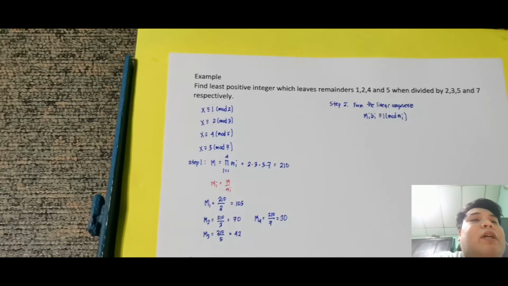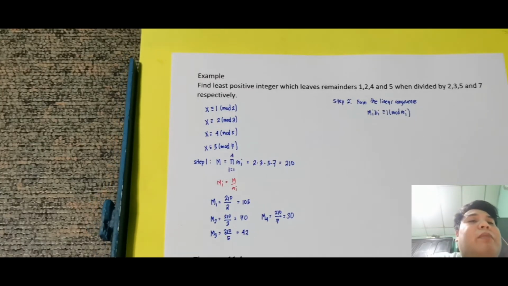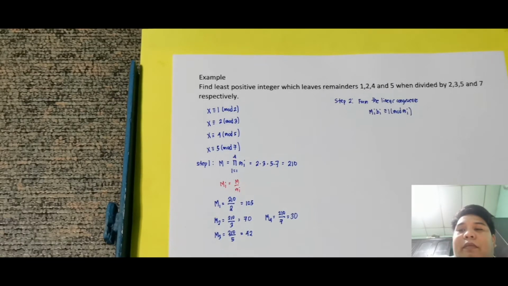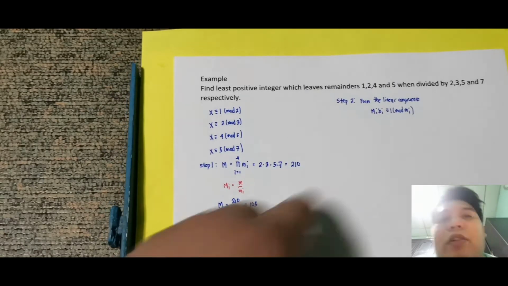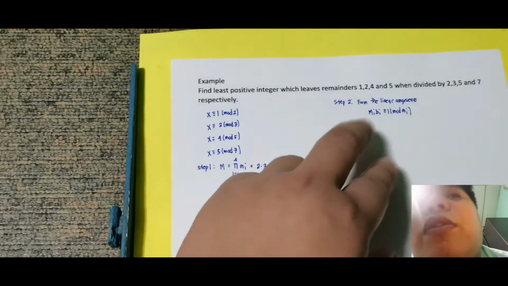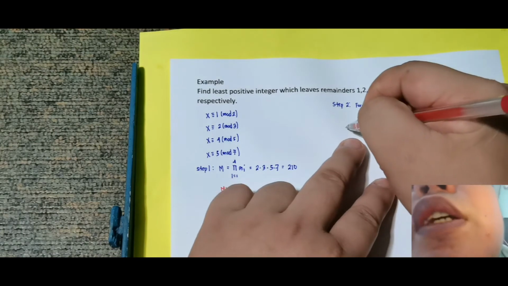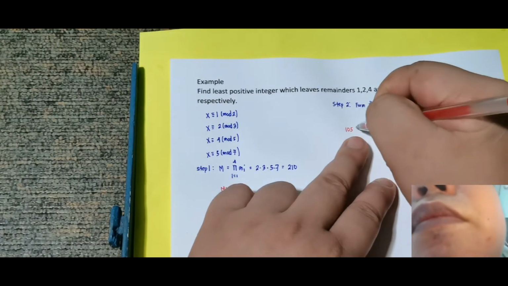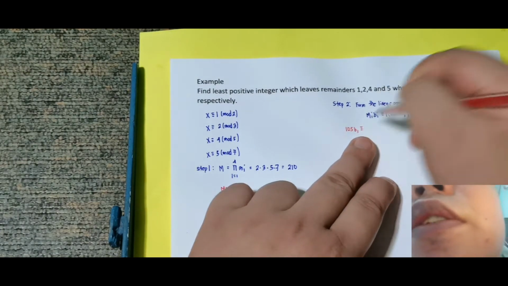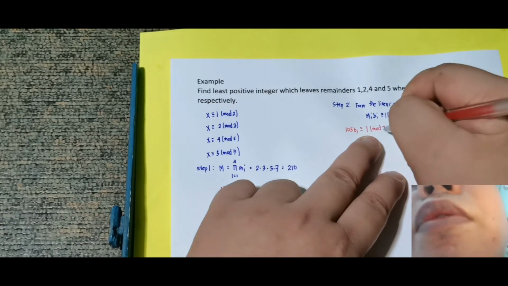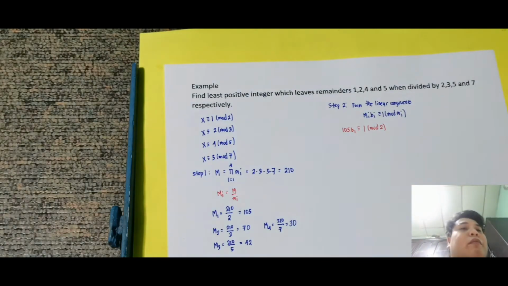So, meron tayo M sub 1. So, una M sub 1, b sub 1. So, ano yung b sub 1 natin? Yun yung hanapin natin by the way. So, una, M sub 1. What is M sub 1? M sub 1 is 105. So, lagay ko lang dito lahat. Una is 105 b sub 1 congruent to 1 mod m sub 1, which is 2. Tama.